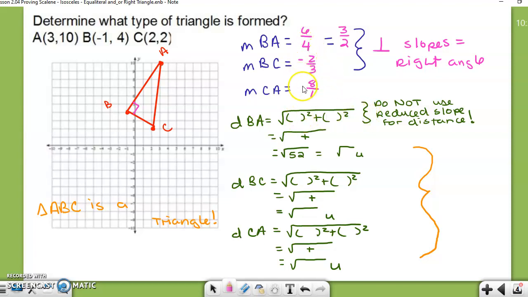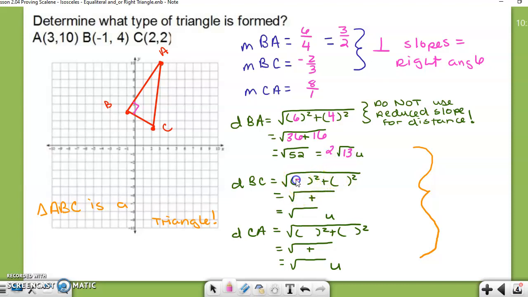So I'm going to put each of these slopes into my distance formula. So for BA, I'm putting in the 6 and the 4. I am not going to use the reduced slope for distance. If I do that, I'm changing the lengths of the right triangle that I draw to find the hypotenuse. I don't want to do that. I'm not going to use the reduced slope. And this is square root of 52, which reduces to 2 root 13.